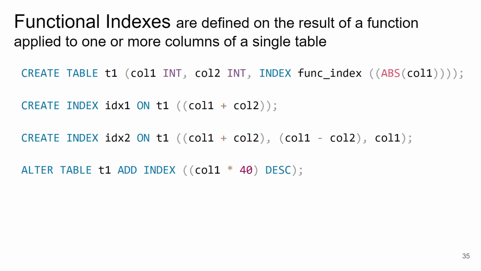We also have functional indexes where you can do some sort of manipulation on a value. My favorite here is the second one, create index IDX1 on T1. That's the table T1. We're adding column 1 and column 2 together. Maybe this is the cost of goods sold and this is the shipping cost, so you get the product cost. There's all sorts of things you can do. You can also multiply an indexed column times 40. Maybe that's your overhead on your cost of production.